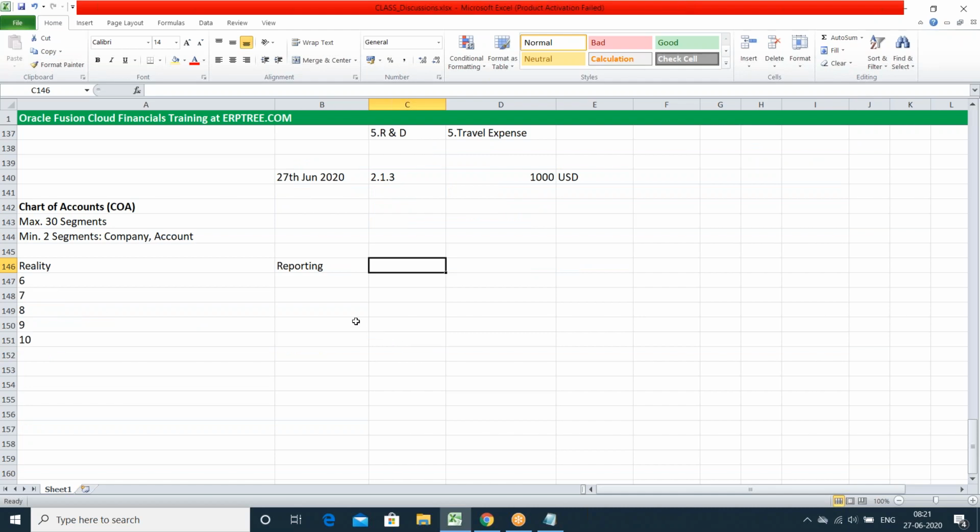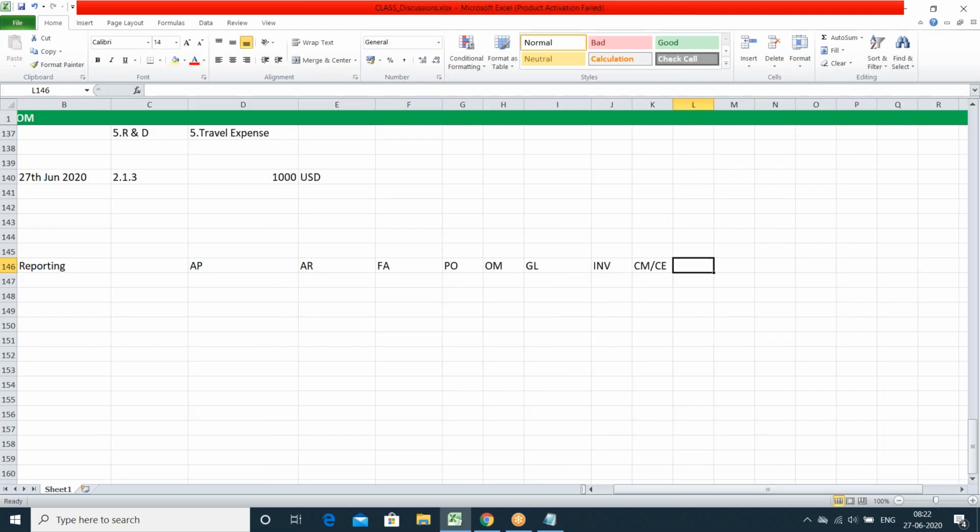Say we are implementing for one client. And again, what do we have to take as segments? Say we have different applications. We have AP, and I hope you know all these short names. We already discussed them as part of the P2P and O2C cycles. We have AP, we have AR. AP means accounts payable application, AR accounts receivables application, FA fixed assets application, PO purchasing application, OM order management application, GL general ledger application, INV inventory application, CM or CE, cash management or cash entry system. This is how we have a number of applications.